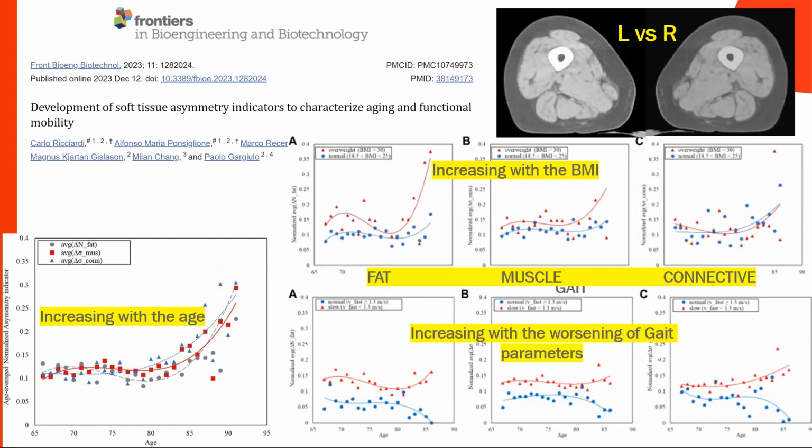But the level of asymmetry increases also with the body mass index and increases with the worsening of the gait. Parameters of the gait, they are worsening while the asymmetry increases. So also the asymmetry between legs can be a very good metric to evaluate these pathologies.